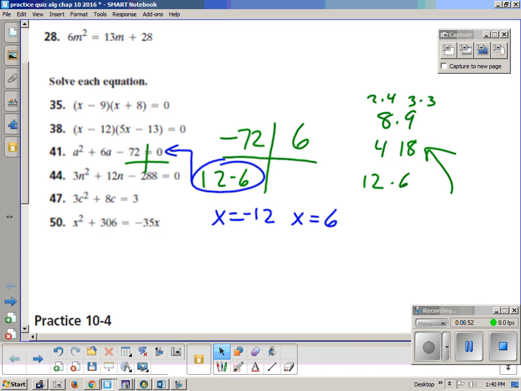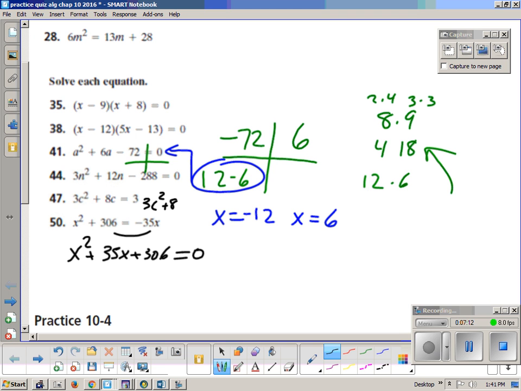Just keep in mind on number 50, it's x squared plus positive 35x plus 306 equals 0. And for 47, this is 3c squared plus 8c minus 3 equals 0. Be careful with that one. The rest are pretty straightforward.